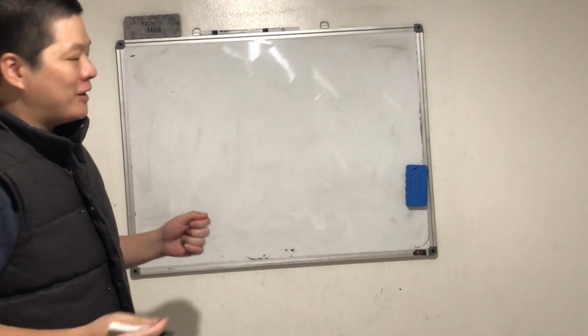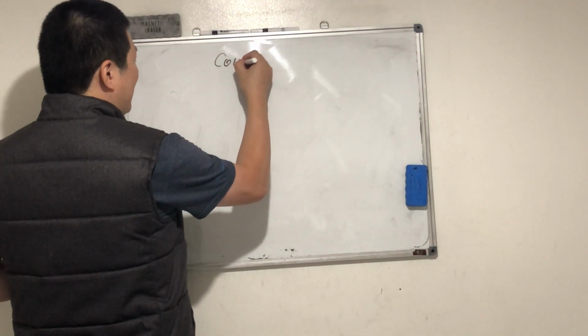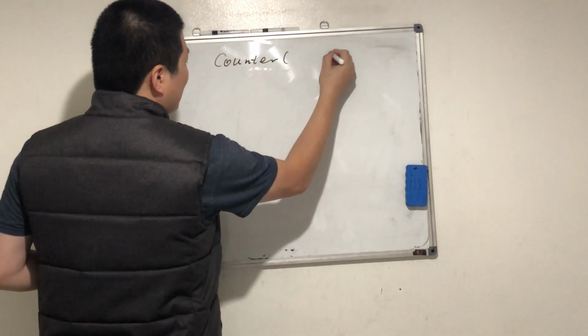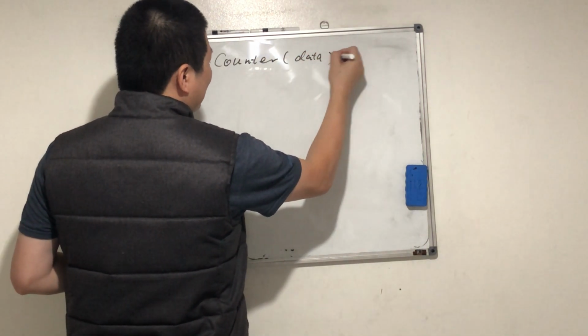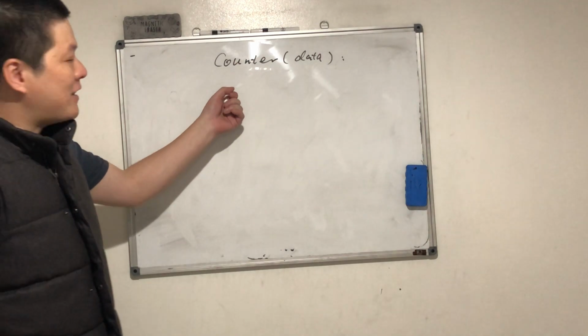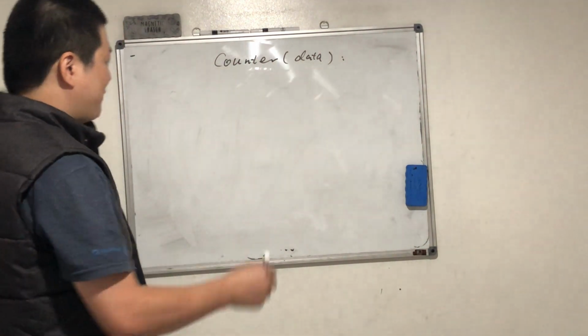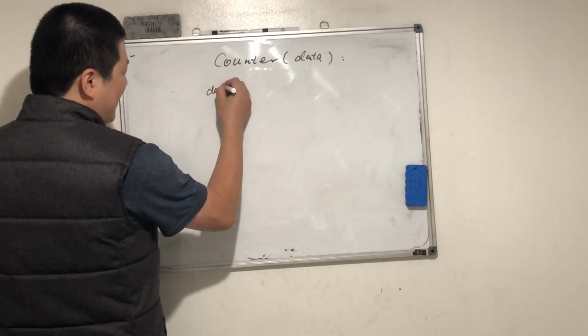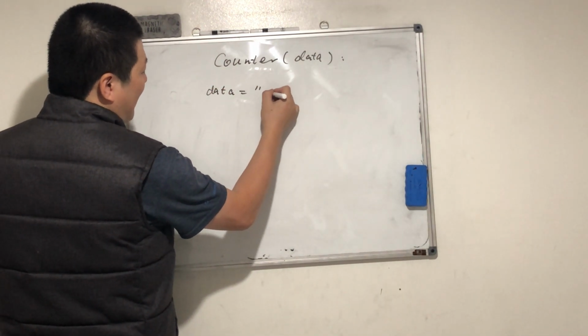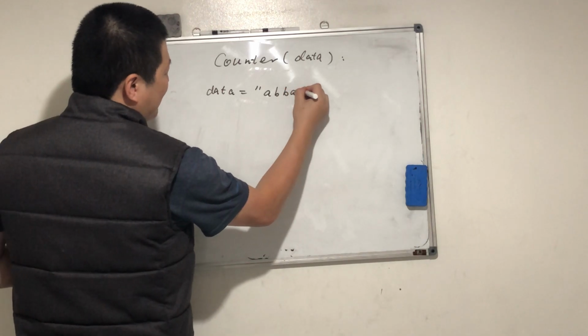Remember the counter thing in Python? What's Counter? Counter data returns key value pairs for the unique items in the data. For example, if data is A, B, B, A, C.